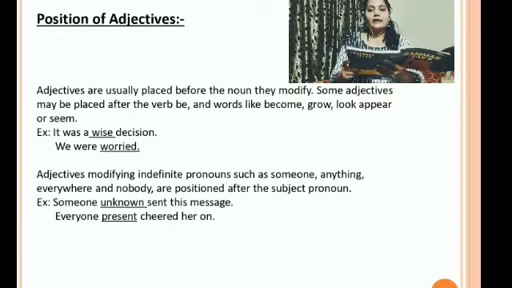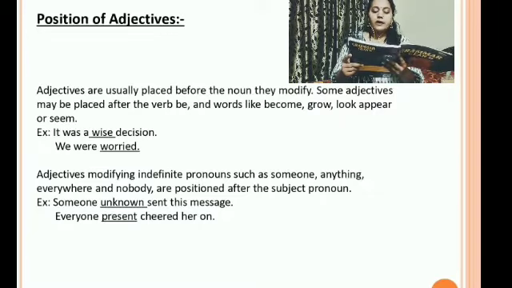Unknown. So that unknown is the adjective. Another example, everyone present cheered her on. So everyone is an indefinite pronoun, and after that present is being mentioned. So present is an adjective because it is just placed after the indefinite pronoun. So it is called an adjective.